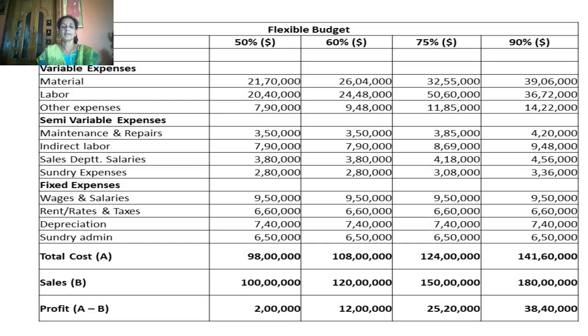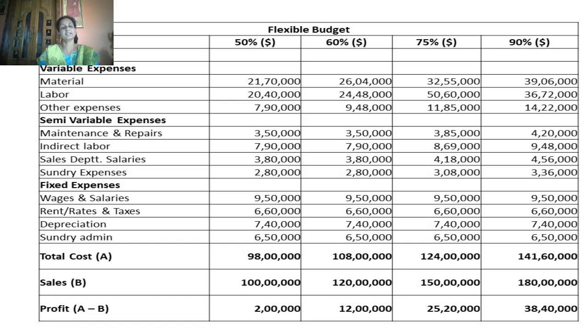Similarly, you can find out for indirect labor also. 7 lakh 90 you keep it as base. Calculate 20% of 7 lakh 90. Add 7 lakh 90 plus 20%. You will get 9 lakh 48,000. Same way you can check and find out for sales department salaries and sundry expenses also. 20% to this base figure, that is 3 lakh 50, 7 lakh 90. If you calculate 20% of each amount, that 20% has to be added and taken for 90% capacity. So with the semi-variable expenses, we have finished.